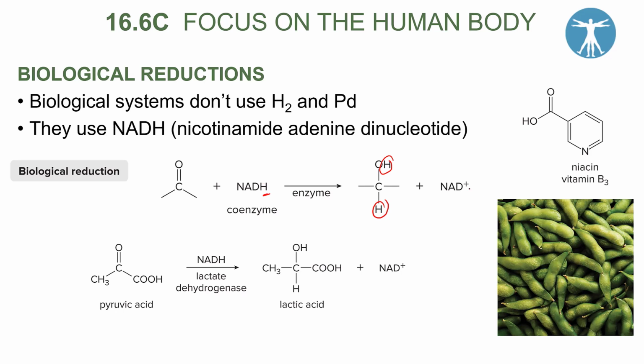So this NADH is synthesized from niacin, or vitamin B3, and that can be obtained from soybeans, among other dietary sources. And then pyruvic acid, we'll see later on in the semester, is one of the byproducts of our biological cycles. That, in combination with NADH and lactate dehydrogenase, which is another enzyme, will reduce this ketone into this alcohol here. And then we'll get NAD+ again as a side product.